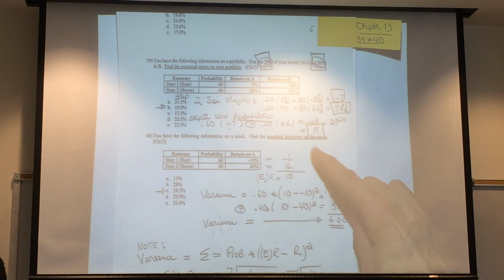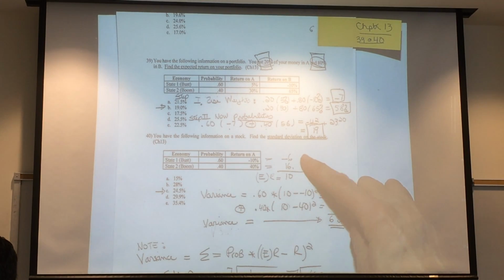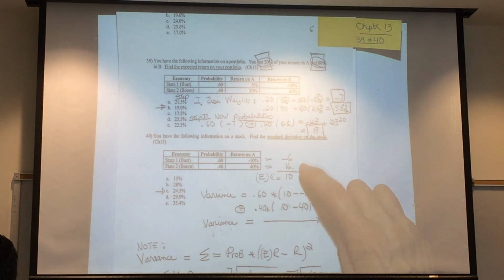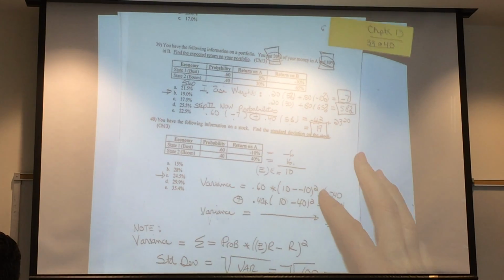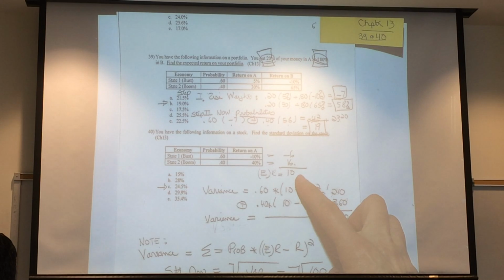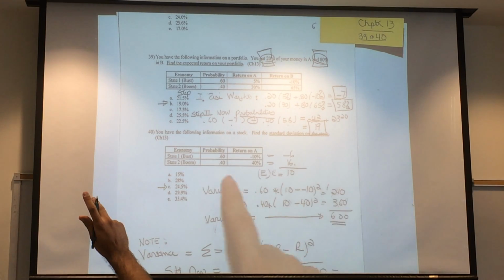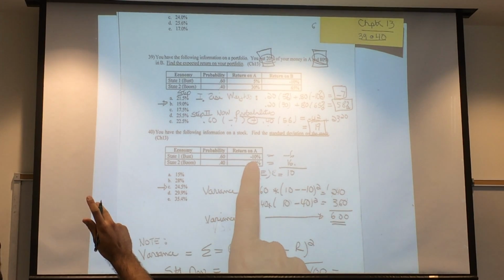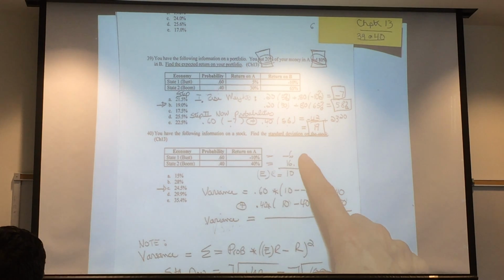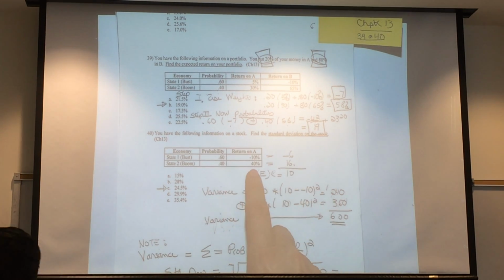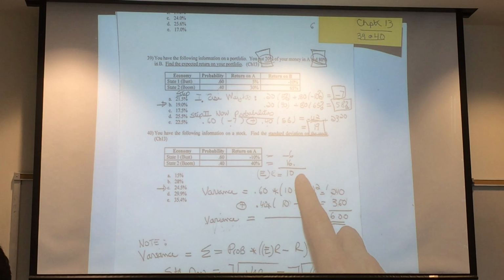Take your probability times your return. For both of those, that's -6 and 16. Add those together. 60% times the -10 is -6. 40 times the 40% is 16. Add those together, your expected return is 10%.